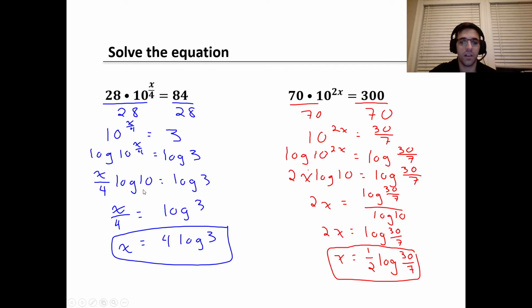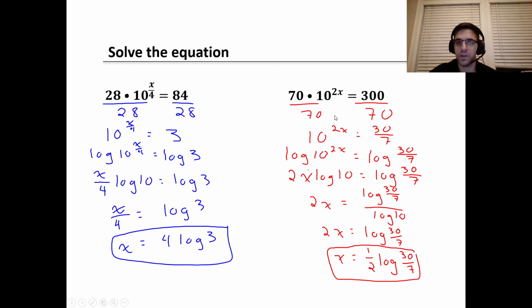Log of 3 divided by log of 10 would be log base 10 of 3. And since this defaults to base 10, I'm just going to write it log of 3. Again, you could just think of this as x over 4 times 1, which is just x over 4, either way. Then multiply both sides by 4. So again, we could simplify this. If you brought the 4 as an exponent of the 3, it would be log of 3 to the power of 4, which would be log of 81. If you put this answer, or log of 3 to the power of 4, or log of 81, I would mark any of those correct.